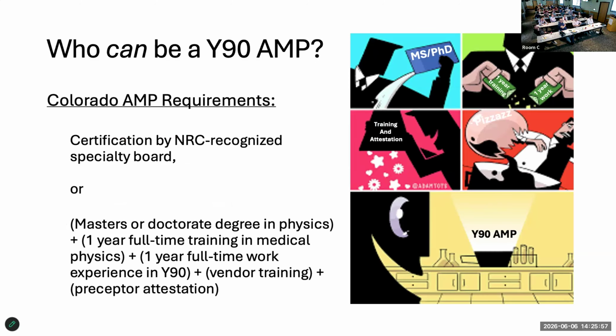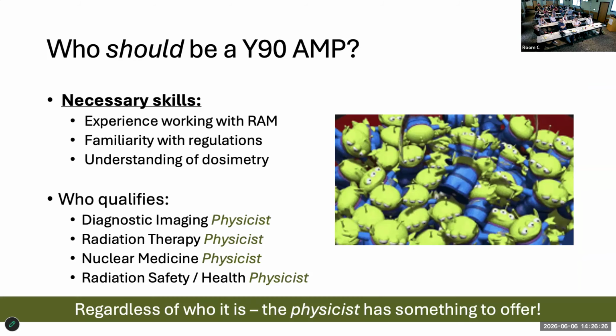Who can become a Y90 AMP? You can do certification by an NRC recognized specialty board, which I believe used to include diagnostic ABR, but has changed since 2023. The route I went through was the not even long and tortuous, just kind of annoying route of doing a master's or doctorate in physics, a full-time year of training in medical physics, a full-time year of work experience in Y90 or RAM, the vendor training, and preceptor attestation. And that's how a Y90 AMP is born.